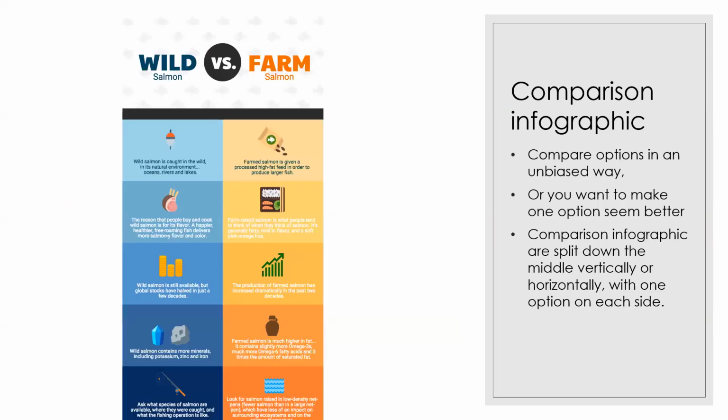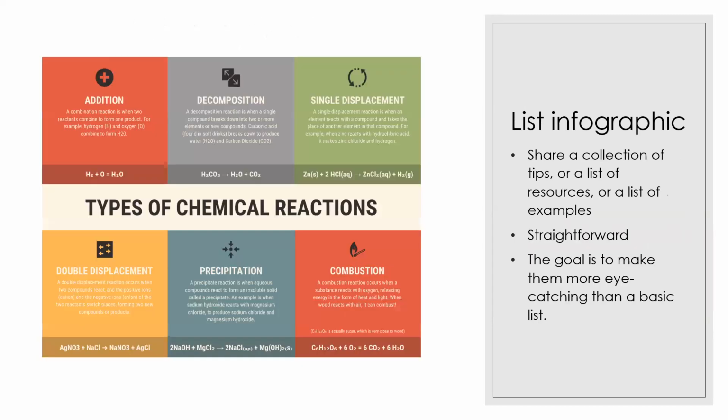A comparison one, usually when you want to compare options in an unbiased way, or you want to make one option seem better, you will use a comparison infographic, and it will usually have a split line, whether vertically or horizontally, just to show you the difference or compare between two options.